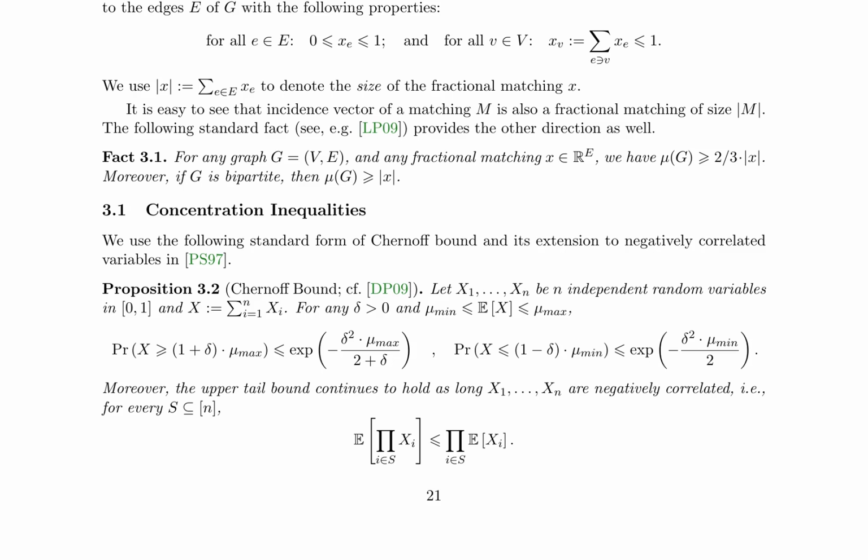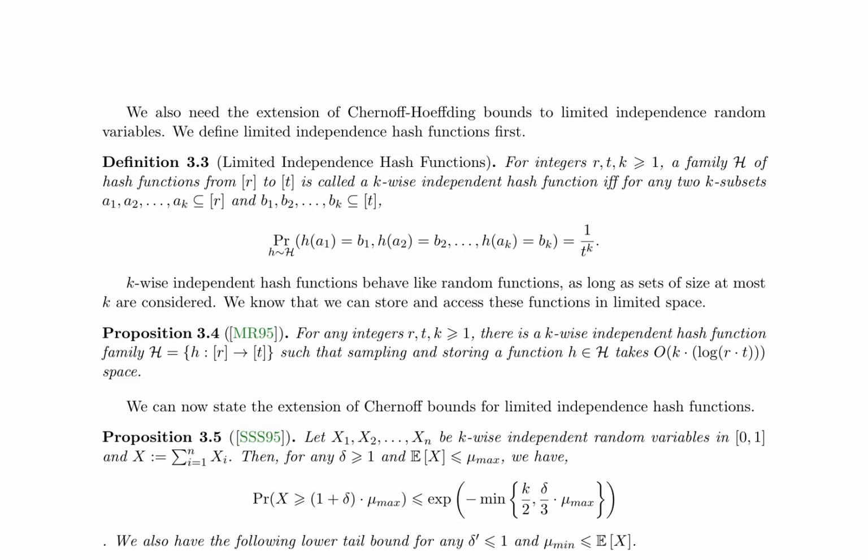The paper then delves into the topic of concentration inequalities, specifically the Chernoff bound and its extension to negatively correlated variables. This is followed by a discussion on limited independence hash functions and their application in extending Chernoff bounds. The authors then introduce the concept of sparse recovery algorithms, which are used to recover sparse vectors from a dynamic stream. They provide a detailed description of these algorithms, including their space complexity and the probability of success.